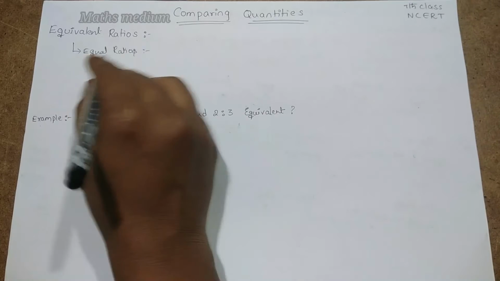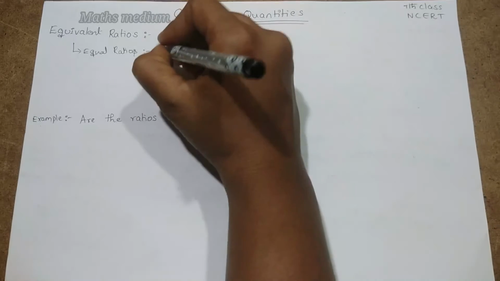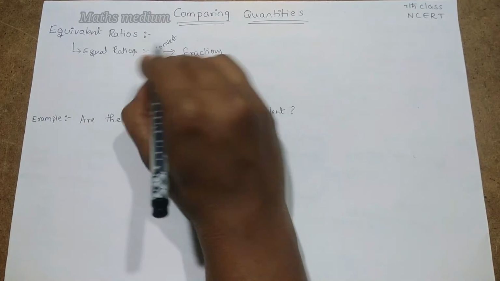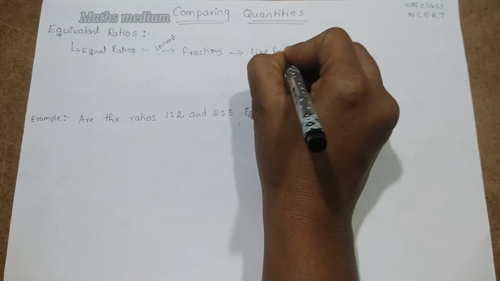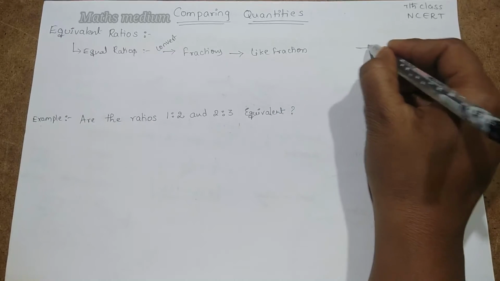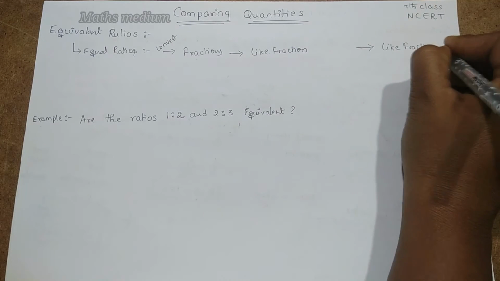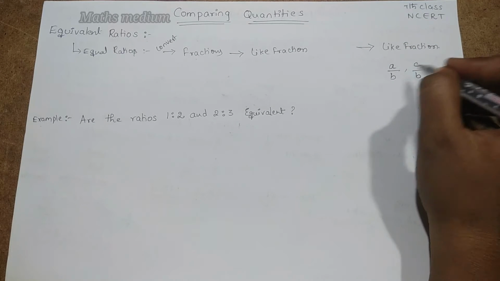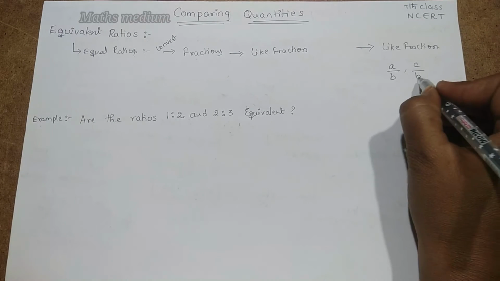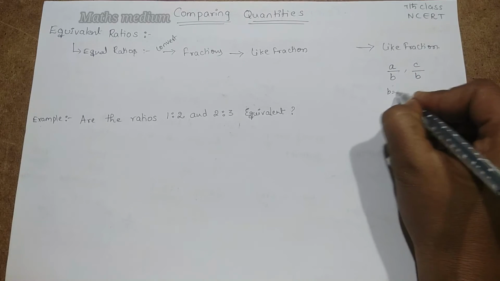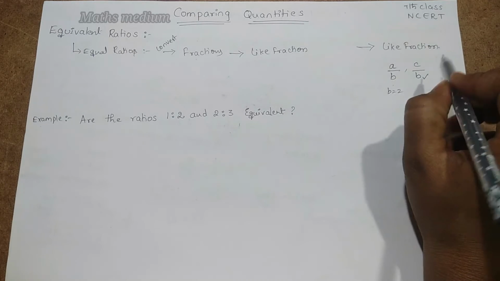In this process we have to make the given ratios into fractions. First of all we have to convert the given ratios into fractions, then these fractions into like fractions. Why are we using like fractions? Because we know the definition: what is a like fraction? The denominator is the same for all the fractions. So here B, here B. If B is equal to 2 here, B is also equal to 2 here. Then only we can say they are like fractions.